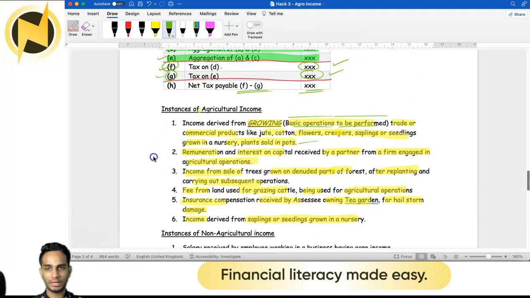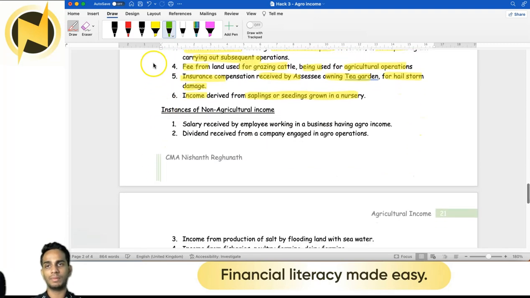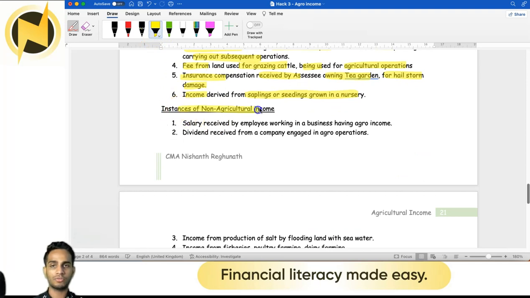Now, please do keep this in mind: remuneration received by partners. Now, with that in mind, come to the next point. Instances of non-agricultural income. So, salary received by an employee working in a company which is having agricultural income. So, if a company, it's not a firm, it's a company, and the company is doing agricultural activity, and that company pays salary to the employees, the employees cannot say that is agricultural income.